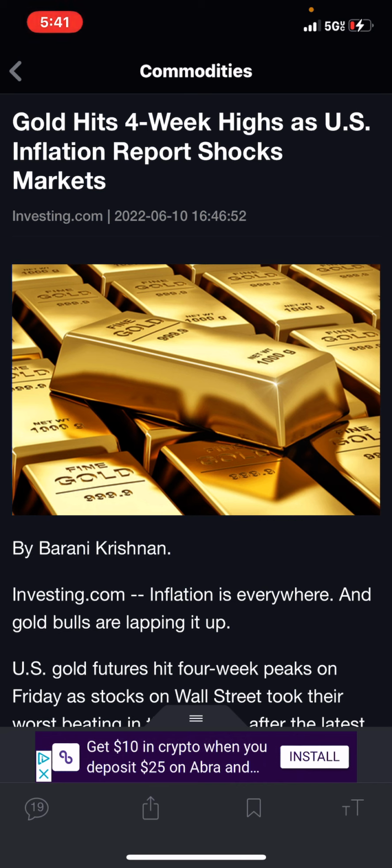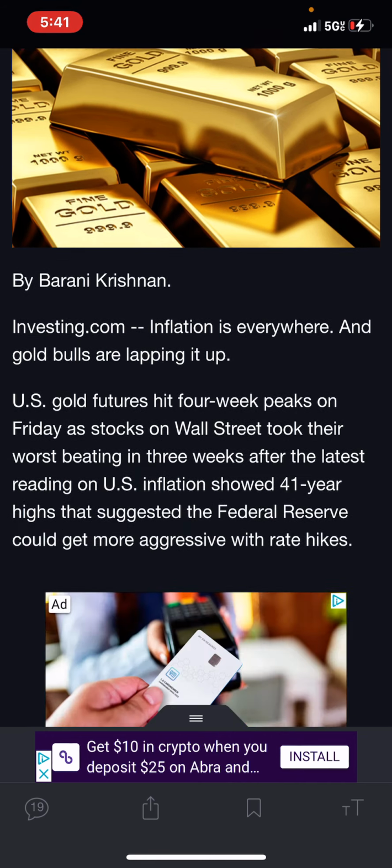Most typically, the US dollar and gold inversely trade off each other, in which when the US dollar is strong, gold is weak, and when the US dollar is weak, gold is strong, and when gold is weak, the US dollar is strong, and when gold is strong, the US dollar is weak. Okay, so we're going to touch on several points in this article before we dive into what's going on in the chart.